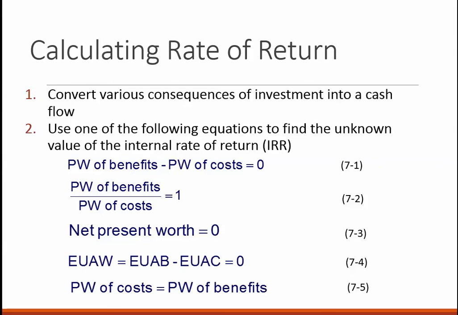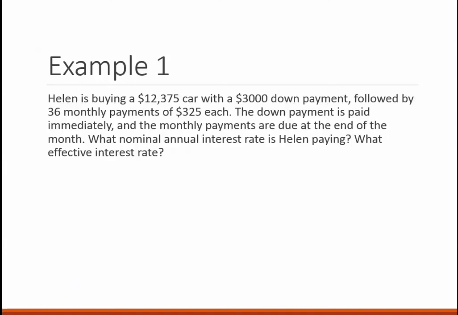We can also set the present worth of the cost equal to the present worth of the benefits. And step 3, which I believe is in a different slide, is to compare that number that you got for your I prime with the MAR. If it's greater than the MAR, you're going to choose it, it's a good project. And if it's less than the MAR, then it's not so good.